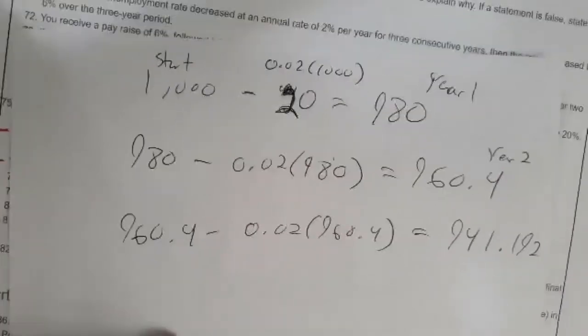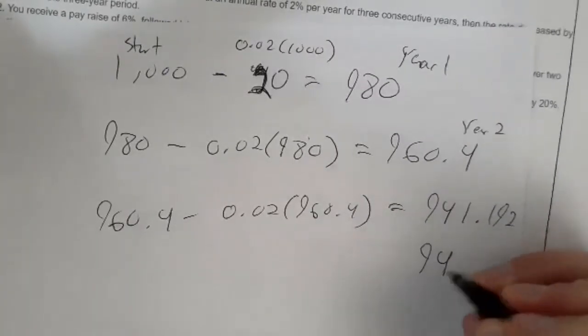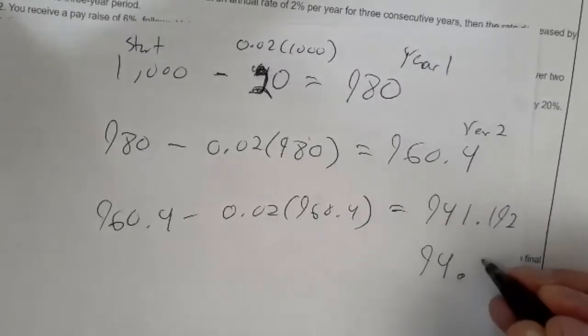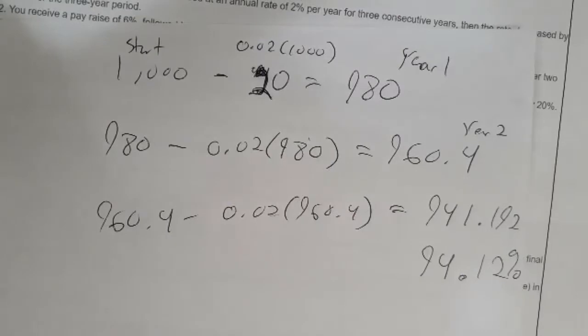So I did this with 1,000 so that it would be kind of easy to convert to a percentage. But if I want to convert this to a percentage, it's 0.9412. So this is going to be 94.12% of my original amount.